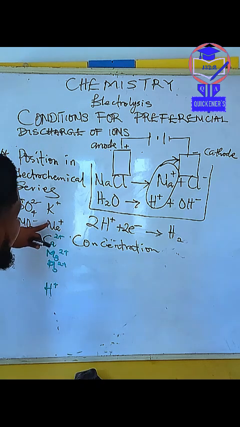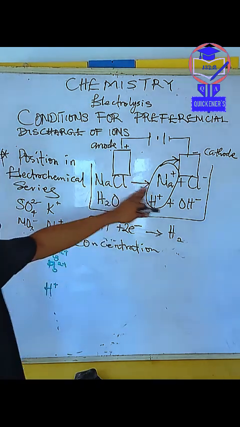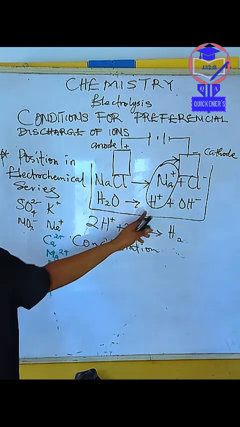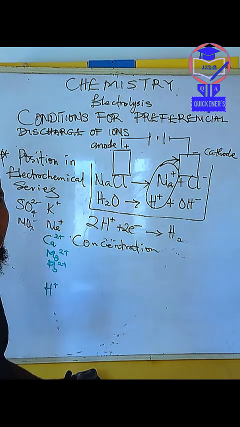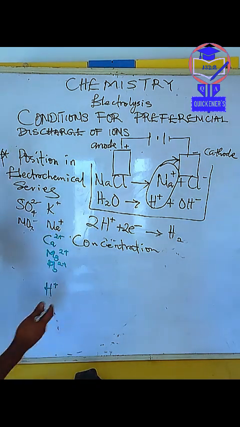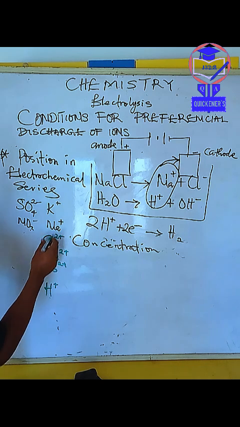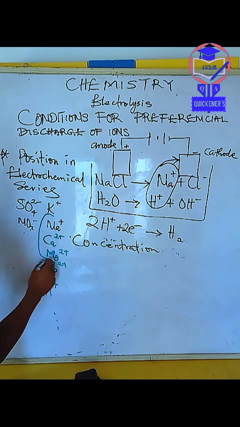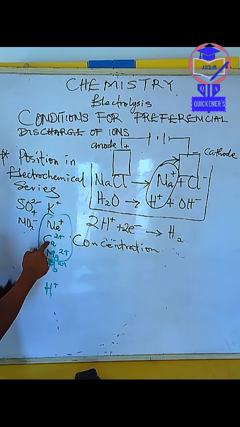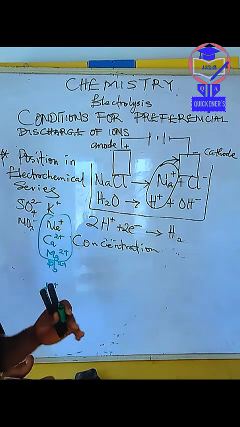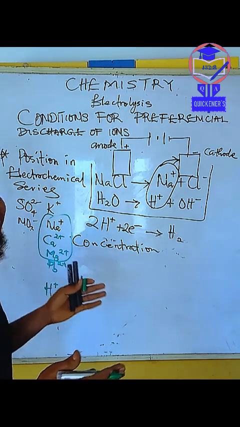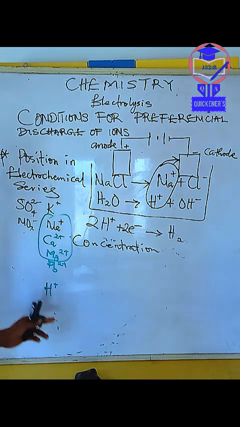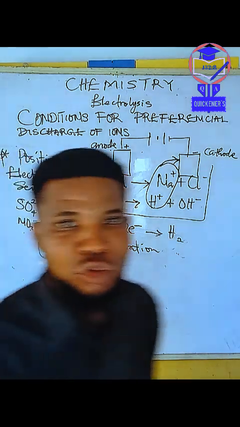Why? Because the distance between sodium and hydrogen is very, very far apart in the electrochemical series. If the distance is close, let's assume we are talking of sodium and calcium or sodium and magnesium, you can see the distance is close, right? Now, the concentration will play a role.